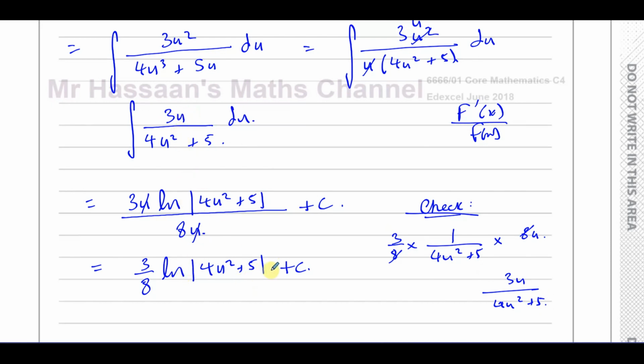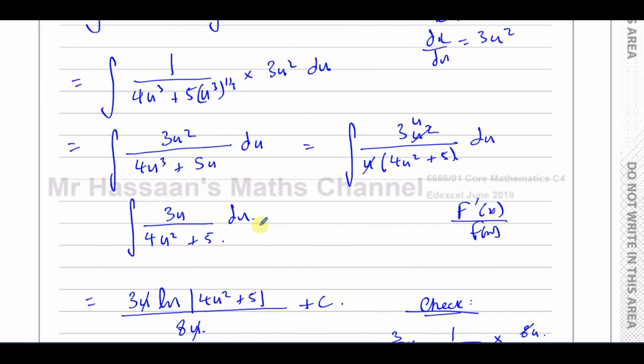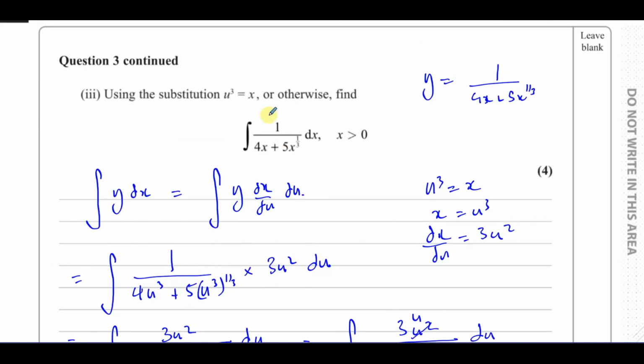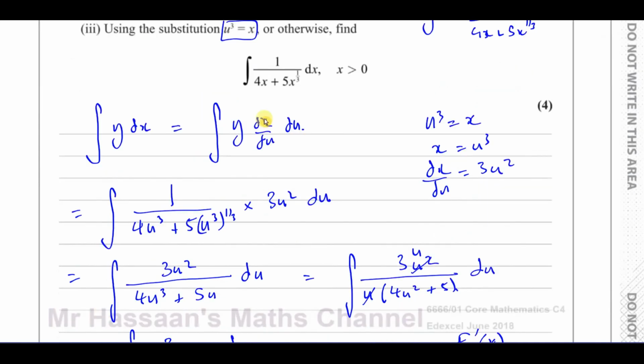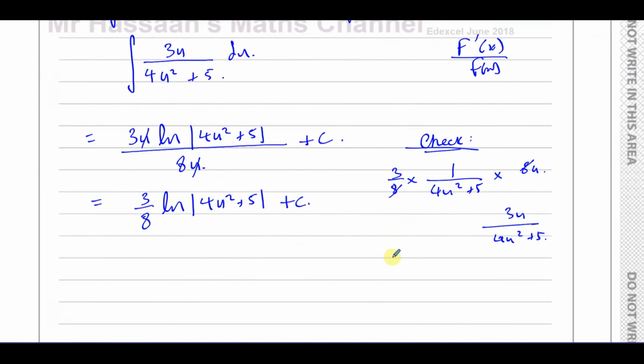And now we have to express our answer in the end. We used u as a means of integrating. We don't have limits here, so we're not making a numerical value, but we're going to use the substitution and reverse it now. So u cubed equals x. We were told to use u cubed equals x. So wherever I see u, I have to replace it in terms of x. So that means u is equal to x to the power of a third. So I'm going to replace the u with x to the power of a third.